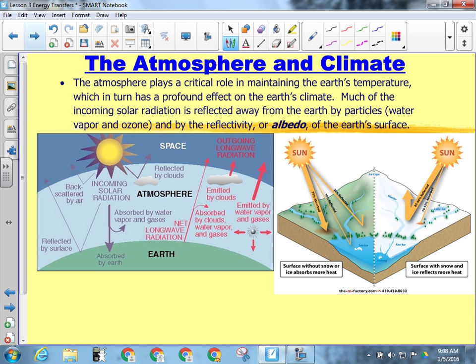Now, are there certain colors that absorb more energy than others? We already said white is highly reflective, so what's going to absorb a lot? Black. Black essentially absorbs all light. Now, that said, if something was truly black, you wouldn't be able to see it, because it would absorb all the light and not reflect any.